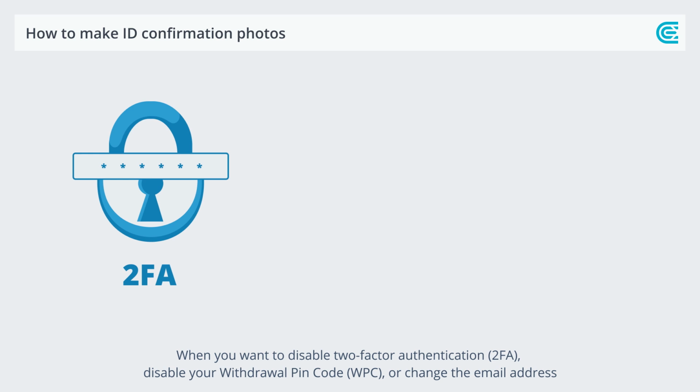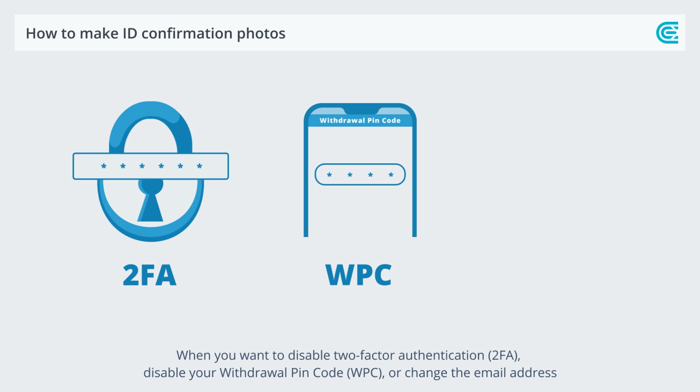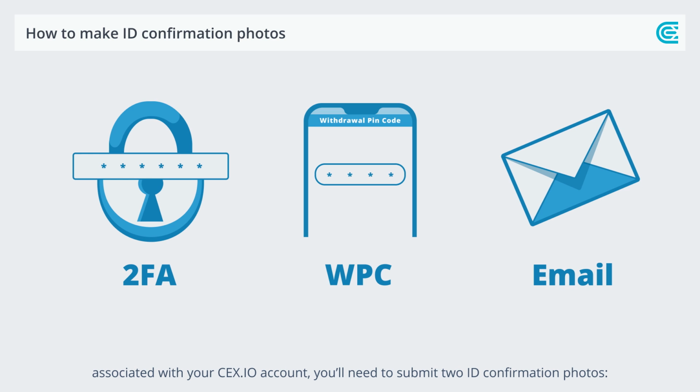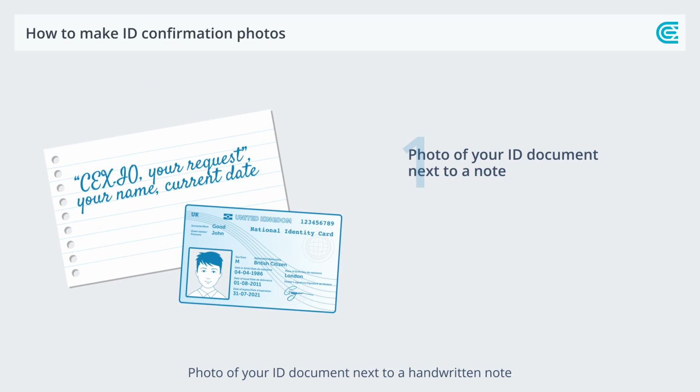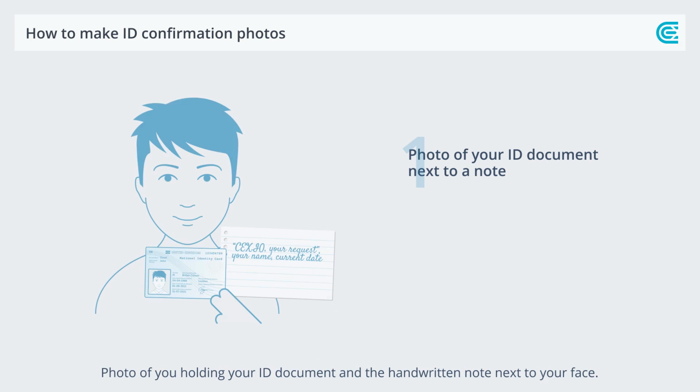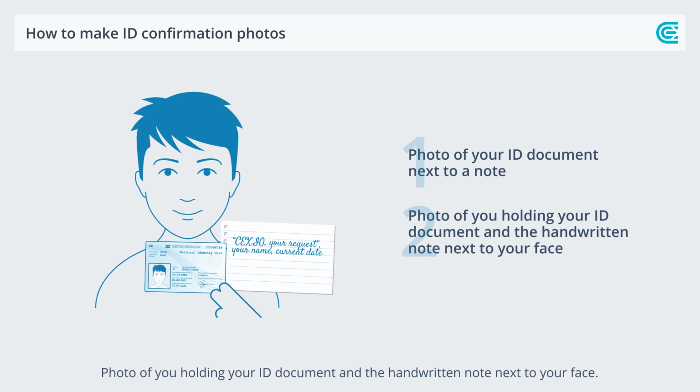When you want to disable two-factor authentication, 2FA, disable your withdrawal PIN code, WPC, or change the email address associated with your CEX.IO account, you'll need to submit 2 ID confirmation photos. Photo of your ID document next to a handwritten note, and a photo of you holding your ID document and the handwritten note next to your face.